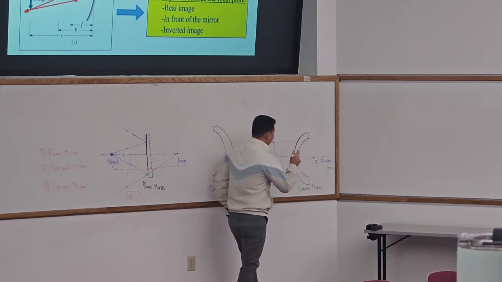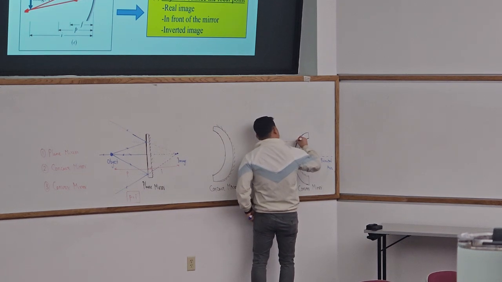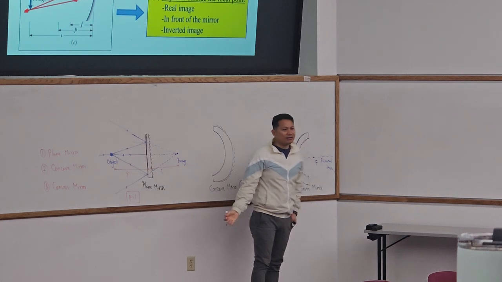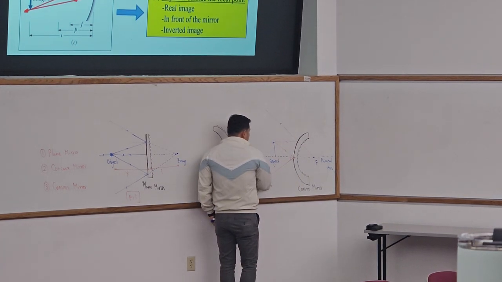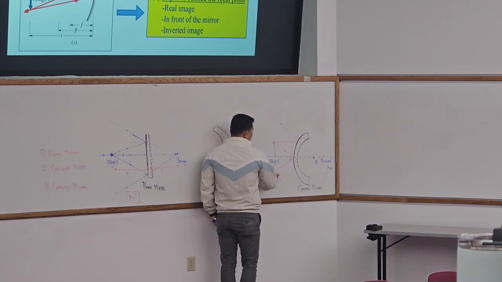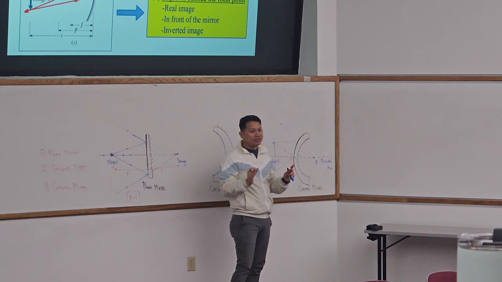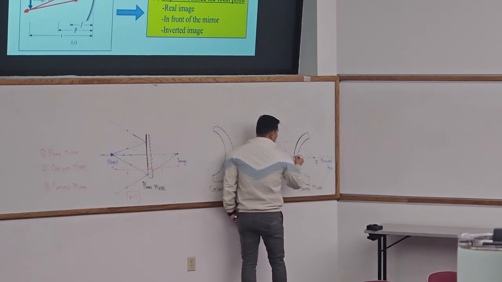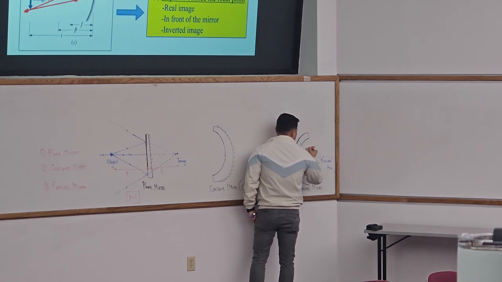So for that, what you have to do? After the reflection, it appears to come from the focus. So after the reflection from the mirror, one is going down and the other is going up. There's no way that they're going to meet each other. The way to find the image position is to do extrapolation. After the extrapolation, they meet over here. This is the location for the image.